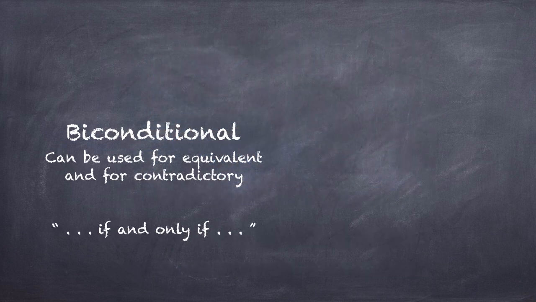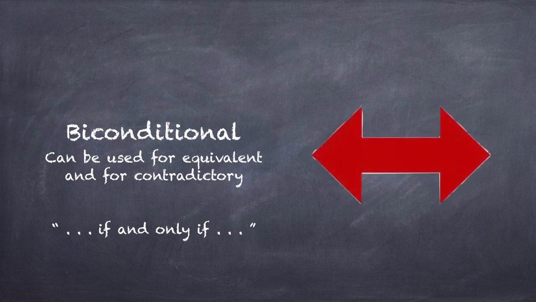In English, we express biconditional propositions with the connective if and only if, or sometimes less formally, just in case. You can use biconditionals for both equivalent and contradictory propositions. For a memory mention image of a biconditional, I use a double pointing arrow. With a conditional, a single arrow shows that the antecedent affects the consequent, while with biconditionals, the component propositions are sufficient for each other and they're necessary for each other. So I use a double pointing arrow.